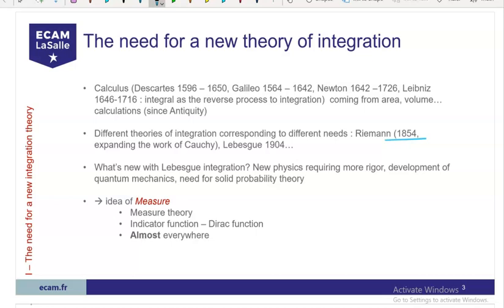So the new physics that was being developed needed more rigor. That was the beginning of the development of quantum mechanics, and also in parallel, the need for a solid probability theory. And all this led to this idea of measure and the measure theory. And we will talk about this quickly. We will talk about something very important that is the indicator function and maybe the Dirac function, which is a kind of generalized function, and the almost everywhere notion.